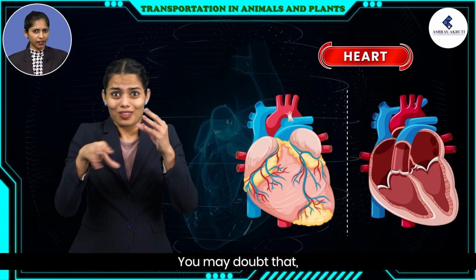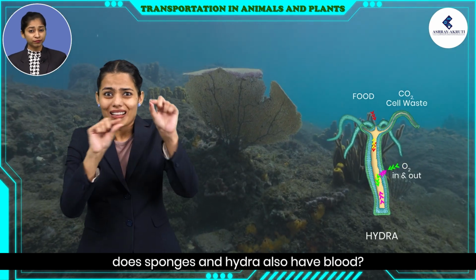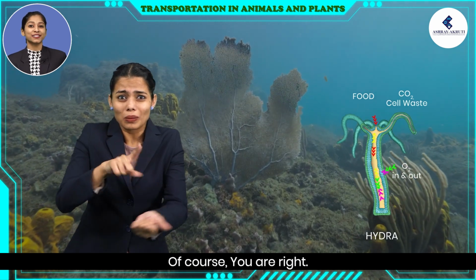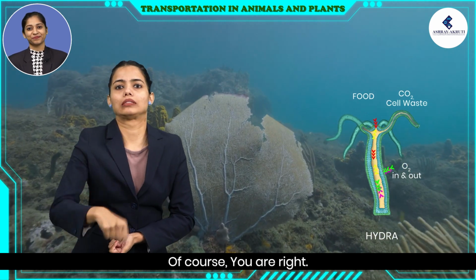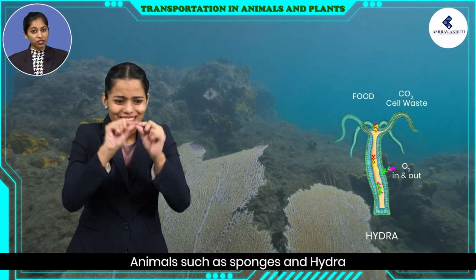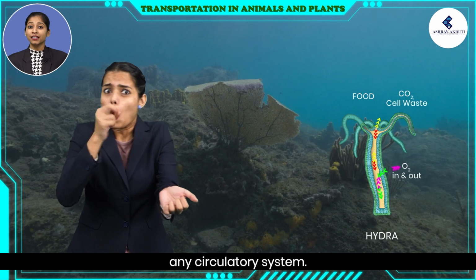You may doubt that, do sponges and hydra also have blood? Of course, you are right. Animals such as sponges and hydra do not possess blood or any circulatory system.